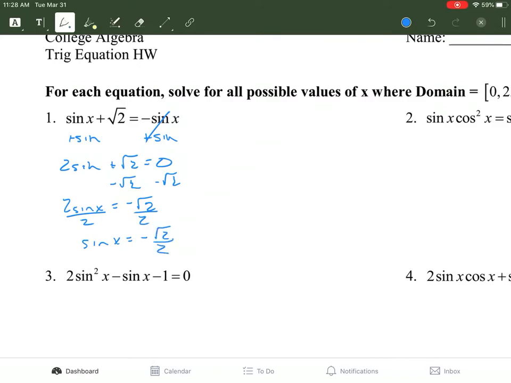All right, from here, again, you should have your unit circle out because this is where you need the unit circle. So sine, again, is a y value, so you're going to try and find out what radians are going to be where y is negative root 2 over 2. And there are 2 of them. It's going to be 5 pi over 4 and 7 pi over 4. That's it.